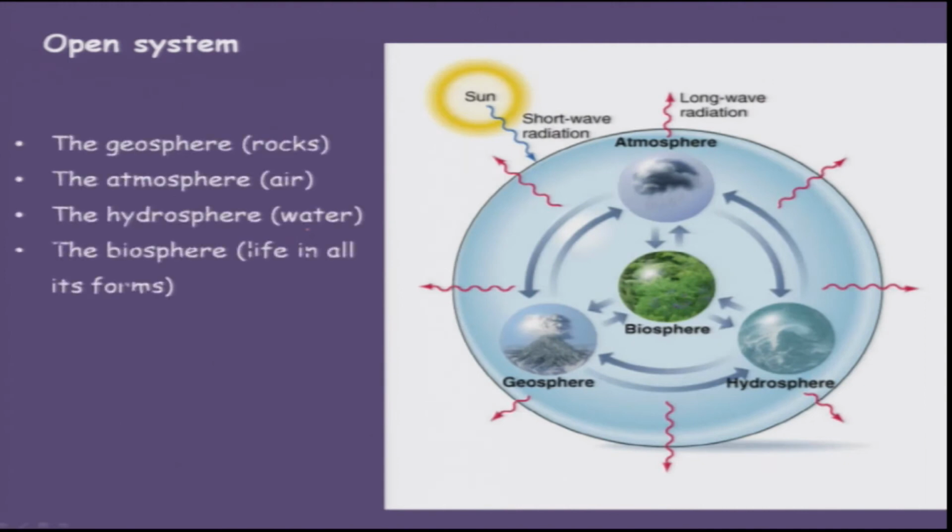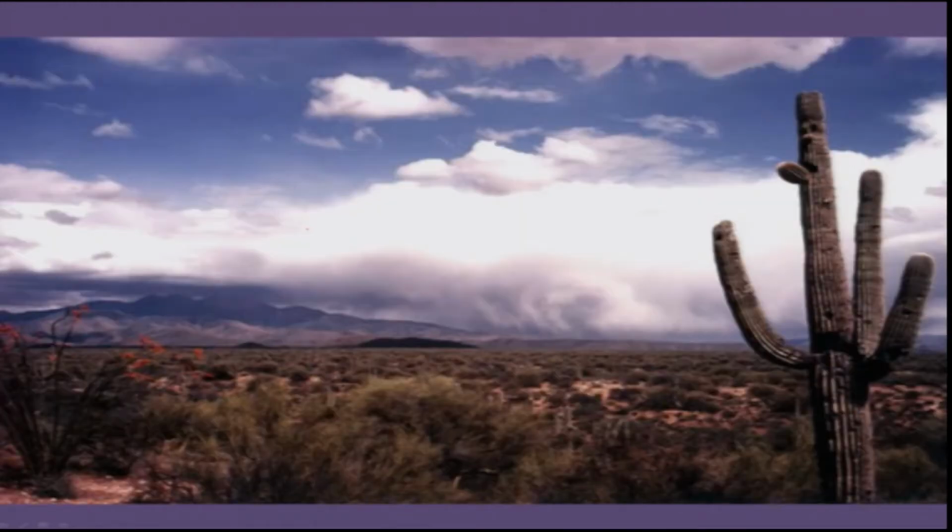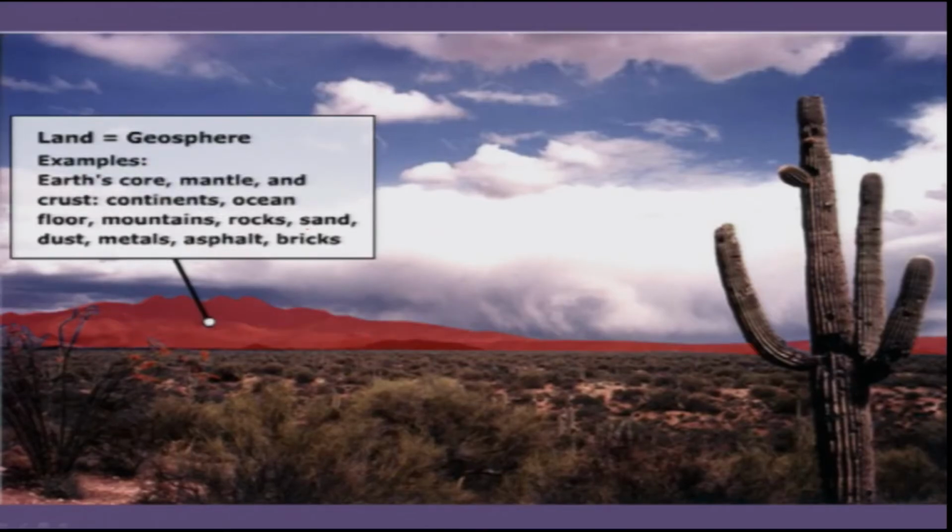So, with this we have already talked, so I will just move ahead. Now, we are looking at the geosphere mainly. The geosphere comprises the Earth's core and mantle, which is the interior of the Earth we are talking about, and the crust. The crust is the top layer of the Earth, comprised of continents and ocean floors, mountains, rocks, sand, dust, metals and all that.